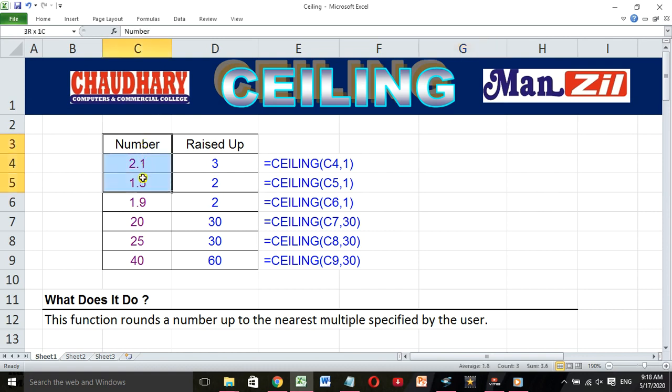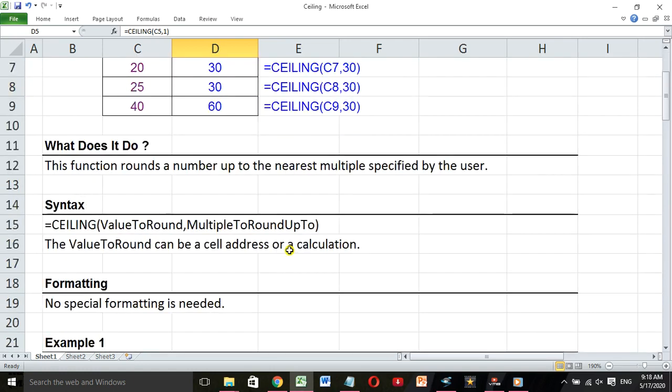So I have mentioned here numbers 2.1, 1.5, 1.9, 20, 25, 40. And how to raise them up: the formula is equal to CEILING within brackets C4, 1, equal to CEILING C5, 1. So these are the answers. You can write down the formula in your copy. Next is its syntax: equal to CEILING within brackets value to round, multiple to round up to.